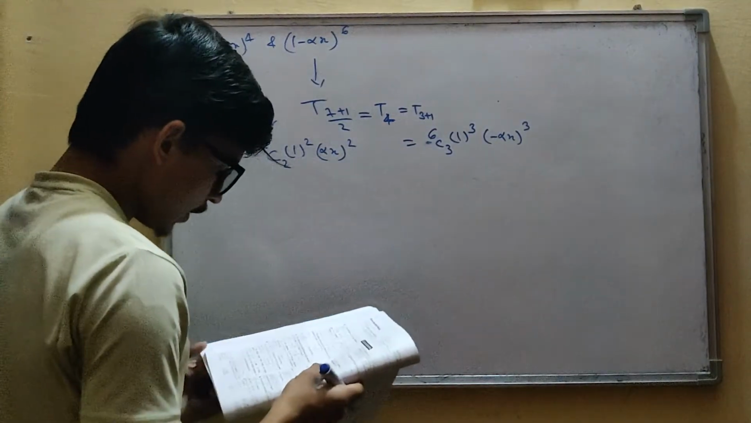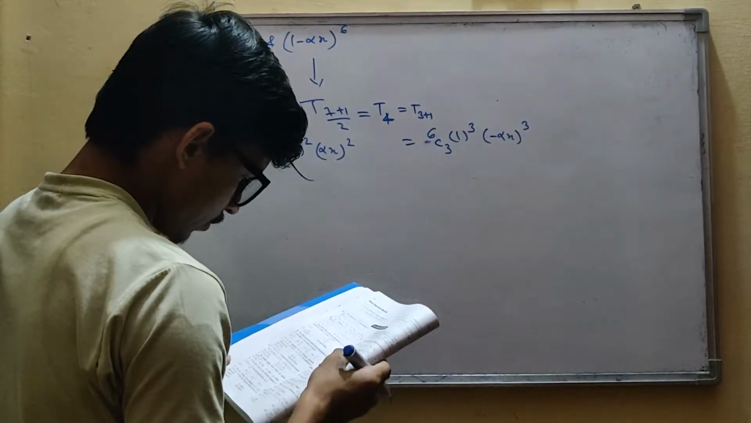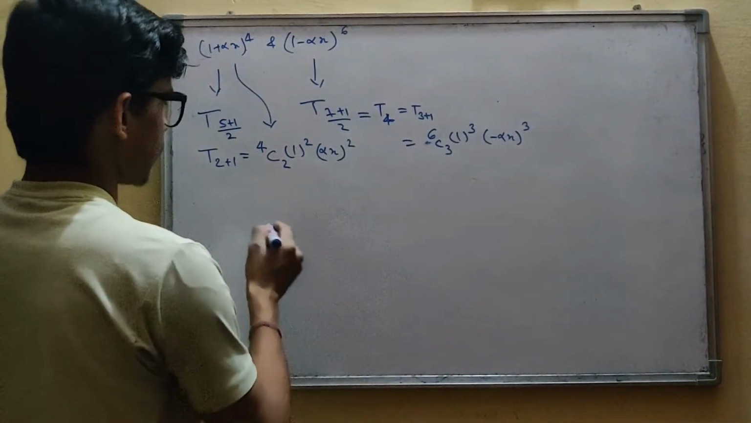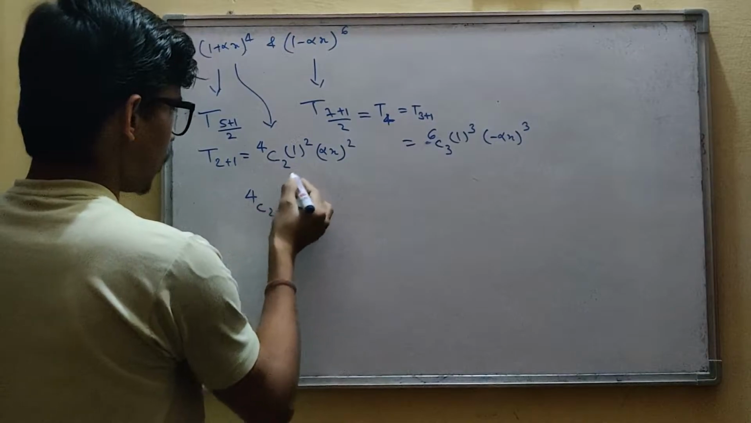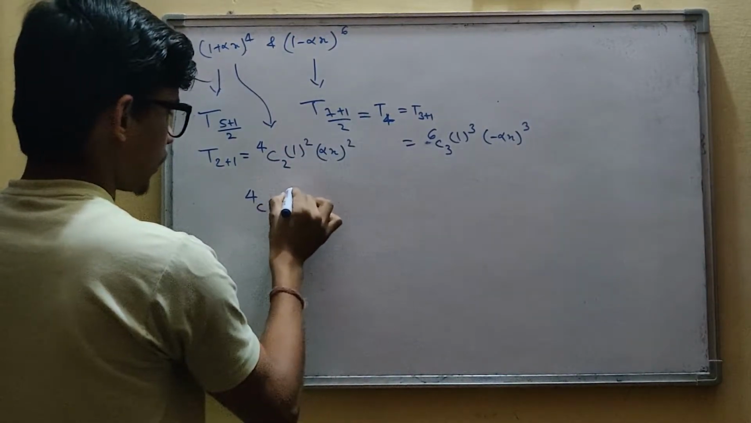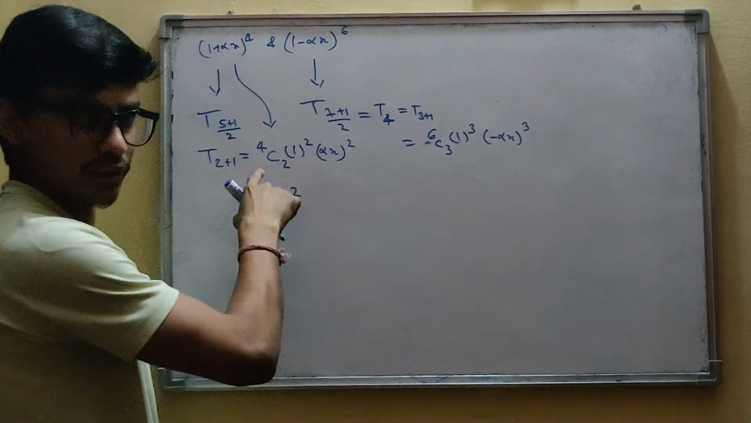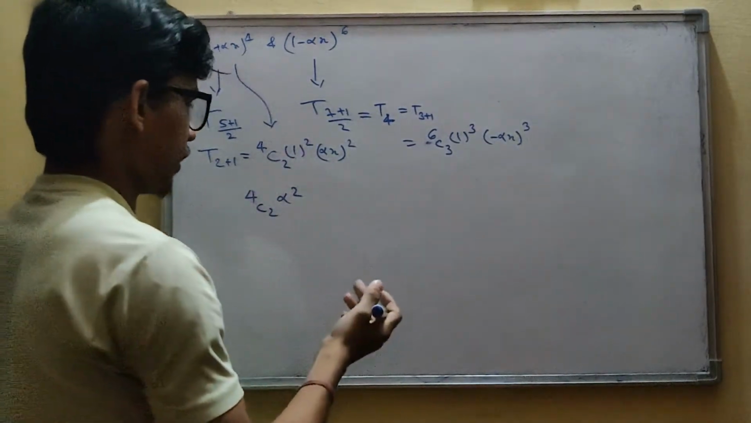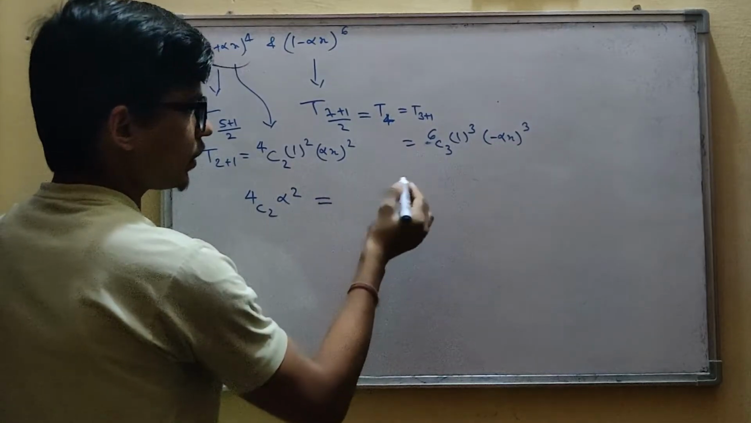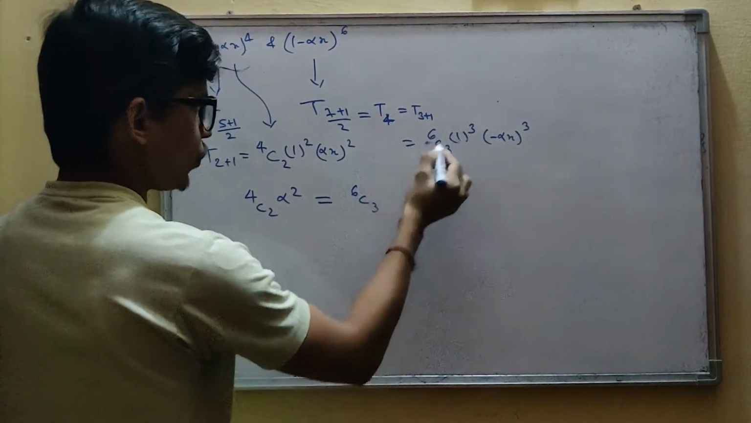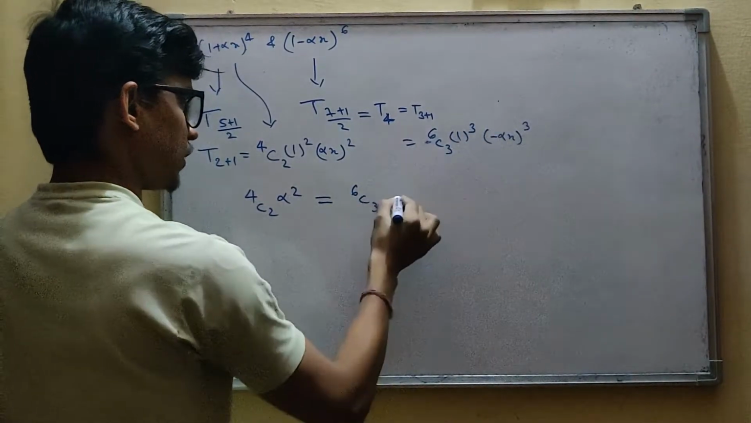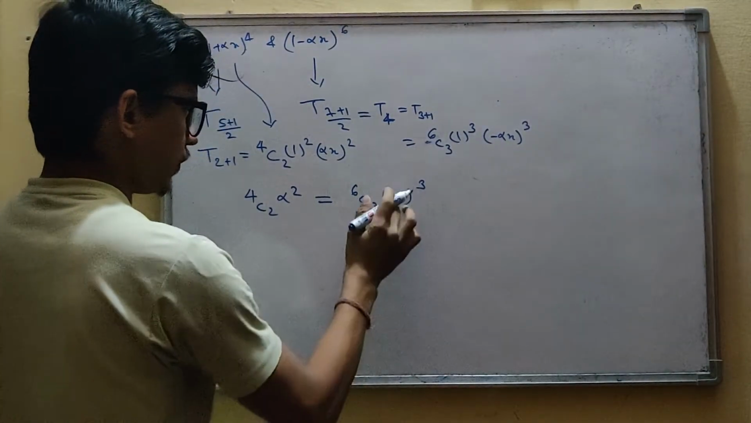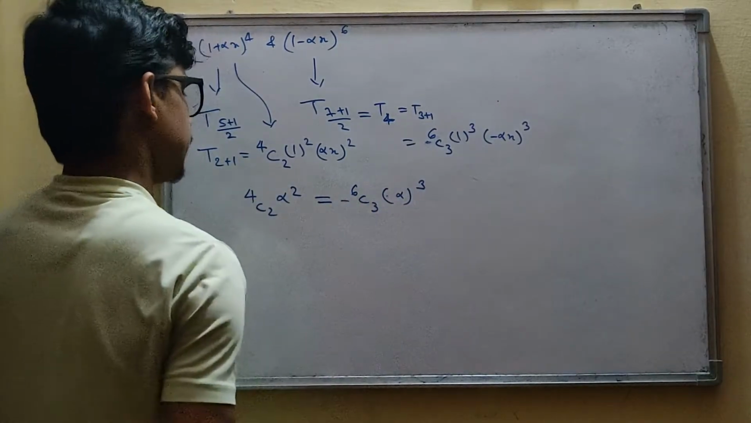Now we are saying that these two coefficients are the same, right? The coefficient of the middle term in the expansion is the same. So 4C2, 1 to the power 2, and this can be written as alpha square. The coefficient is going to be this. Coefficient means everything except x, the term x, right? And from here it is going to be 6C3, 1 to the power 3 is 1, and minus alpha to the power 3, right? So minus alpha to the power 3 can be written like this.